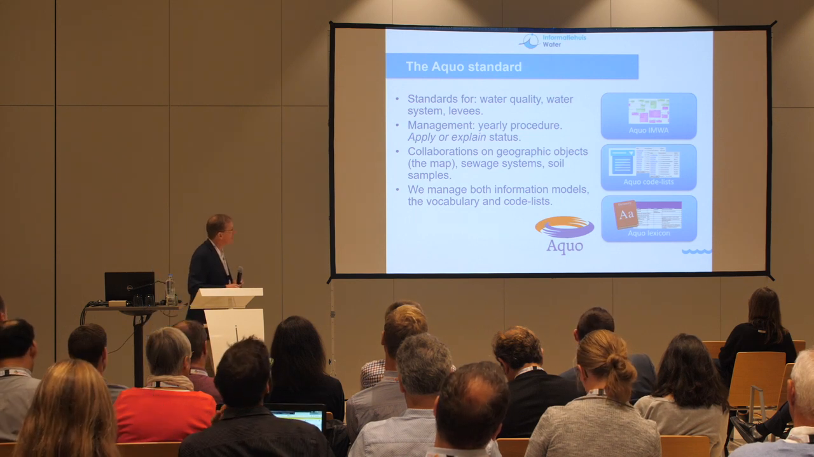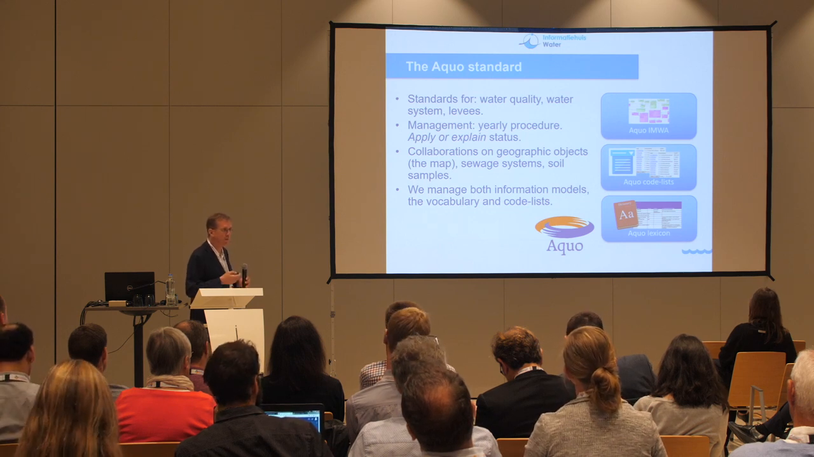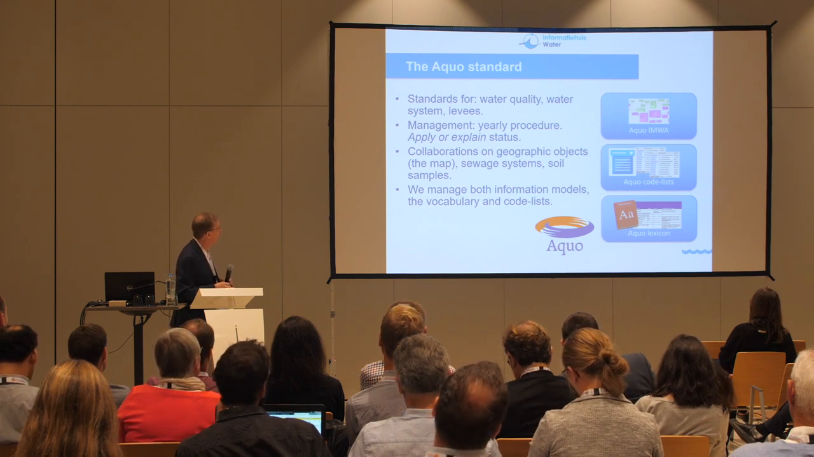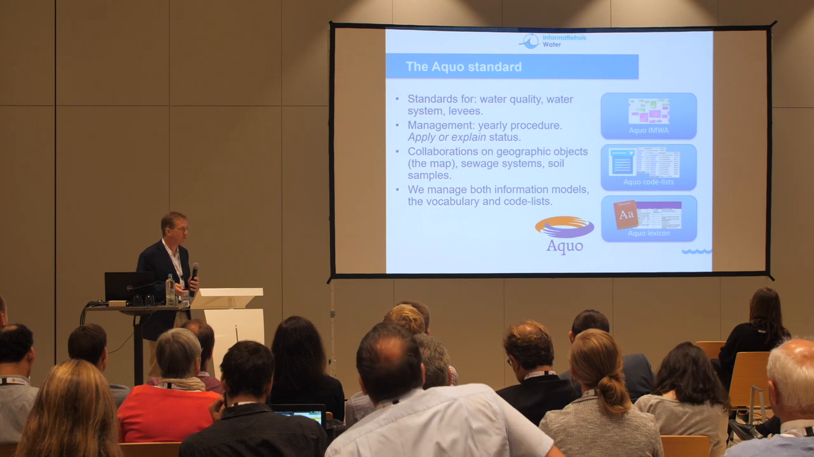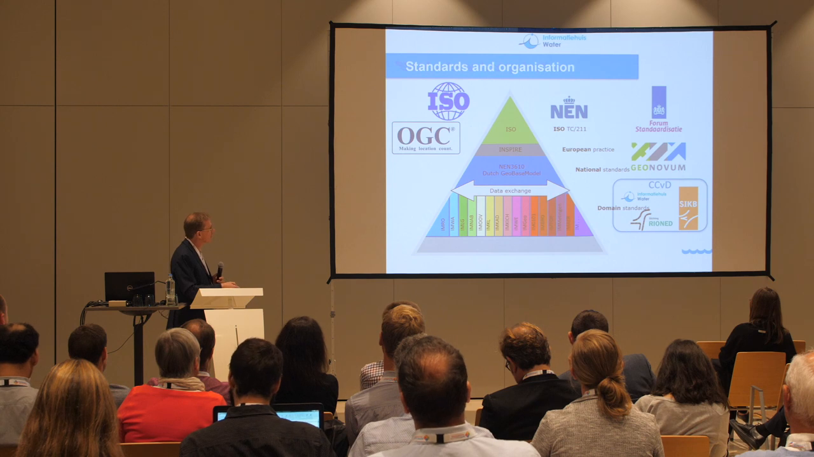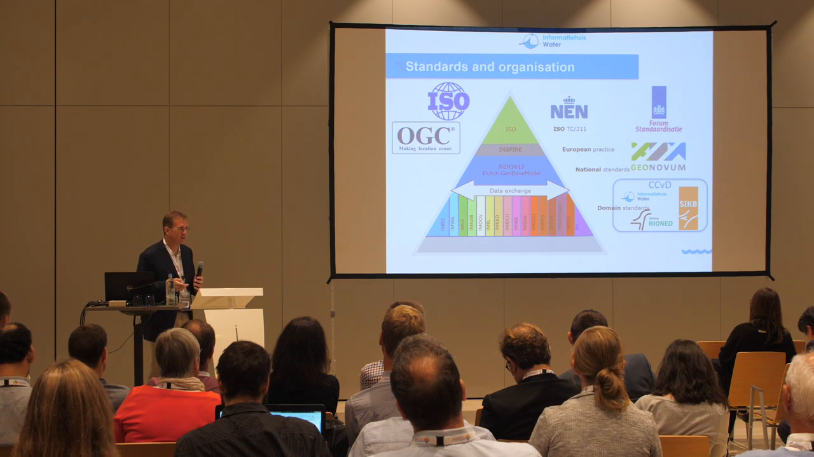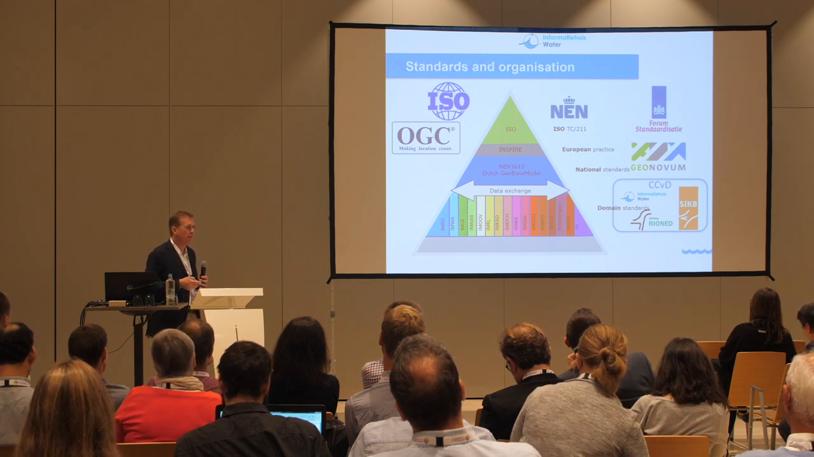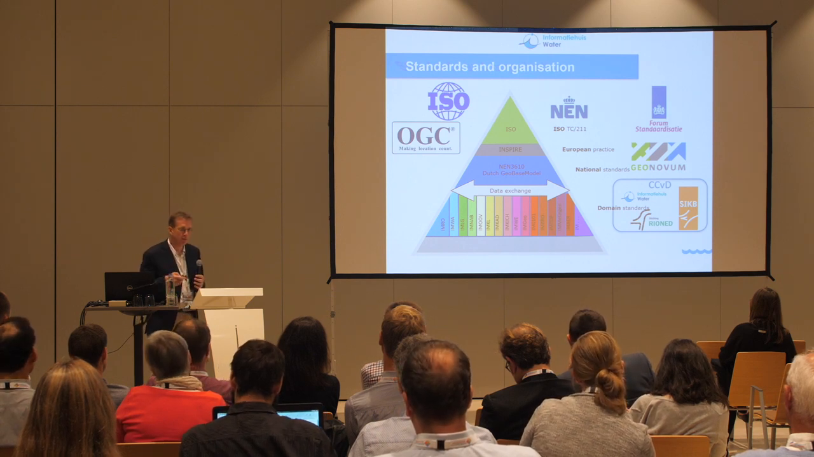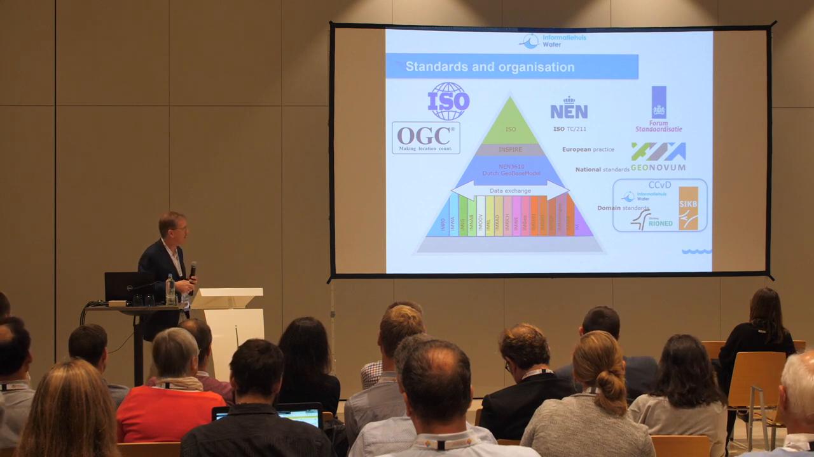So what's the Aquo standard? Well, it consists of a model, it consists of code lists, and it consists of a vocabulary where the definition of the actual terms is shown. We've got a yearly procedure, a process which has been accredited in the Netherlands by the Forum Standaardisatie, that's why they're over there. That's a national body which decides which of the standards are on an apply or explain list. So most of these standards here are on the apply or explain list, and they have to adhere to the standards which are set by the Forum Standaardisatie.